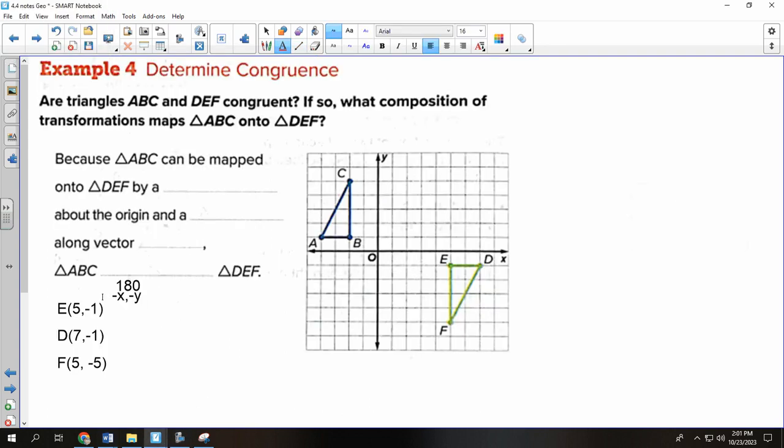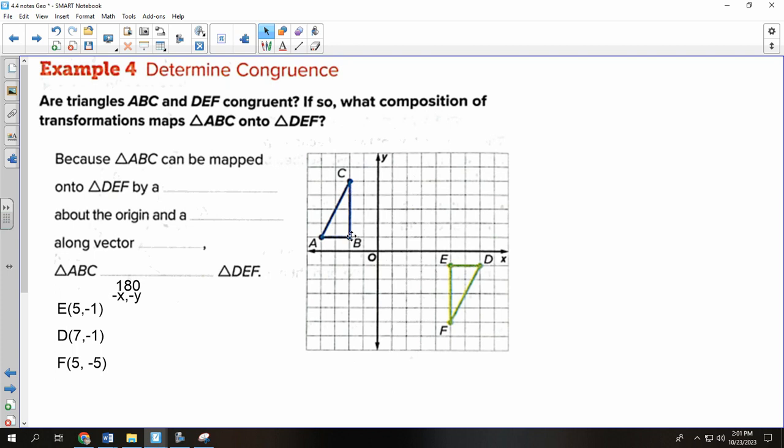All right, let's take a gander at this. We've got this triangle. Are triangles ABC and DEF congruent? If so, what composition of transformations maps ABC onto DEF? So we're going to see if these are congruent. So let's just look. A to B is 2. E to D is also 2. So that side length is the same.